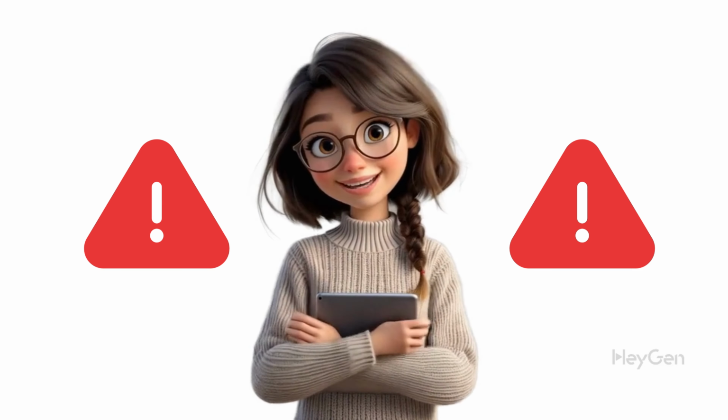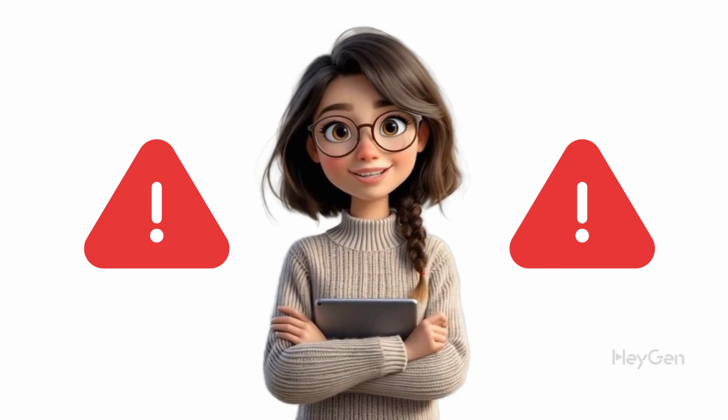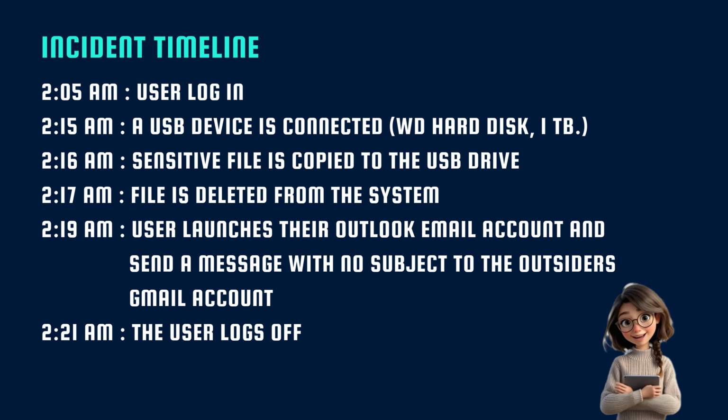The final phase is the evidence presentation. Based on our findings, the timeline is as follows. At 2:05 a.m., the suspect logs into his workstation. This unusual login time is the first red flag. A few minutes later, at 2:08, a confidential document, Finance Project 2025, is accessed. At 2:15 a.m., a USB device is connected. Registry logs identify it as a WD hard disk, 1 terabyte.